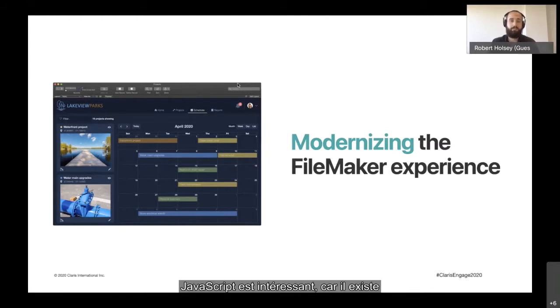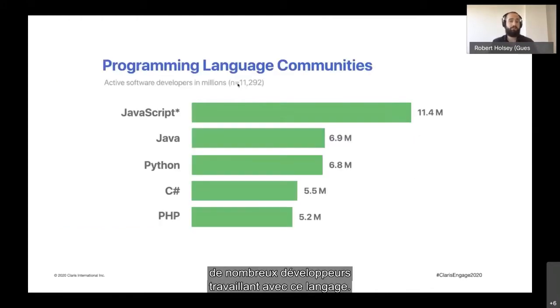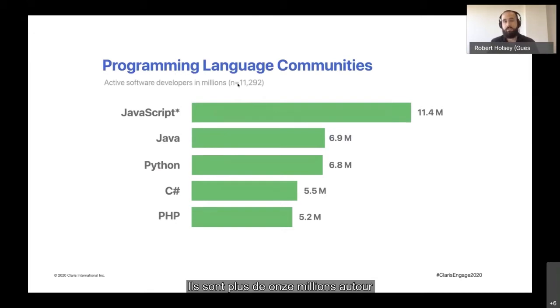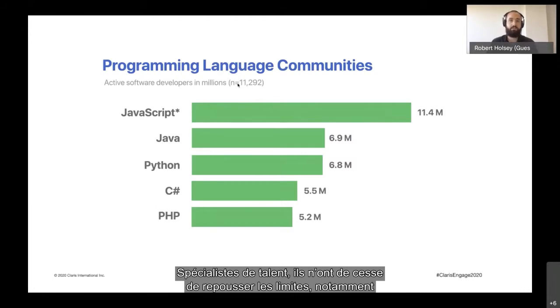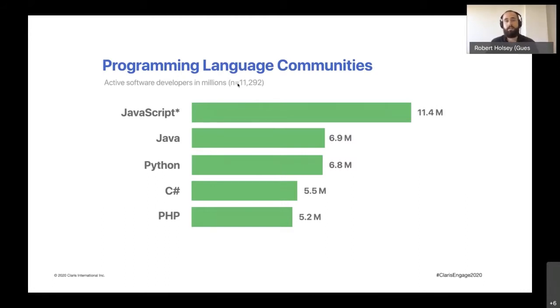Now, JavaScript specifically is interesting because there's just so many JavaScript developers. There's over 11 million of them worldwide. So this is a rich community that we can tap into. It's constantly pushing the boundaries of what's possible in technology, making new libraries available, and a deep talent pool that we can start leveraging. And for those of you that are internal FileMaker developers, it's very likely that you have colleagues within your organization that have JavaScript skills. They can begin working with you as you're building out your apps and your modern experiences.